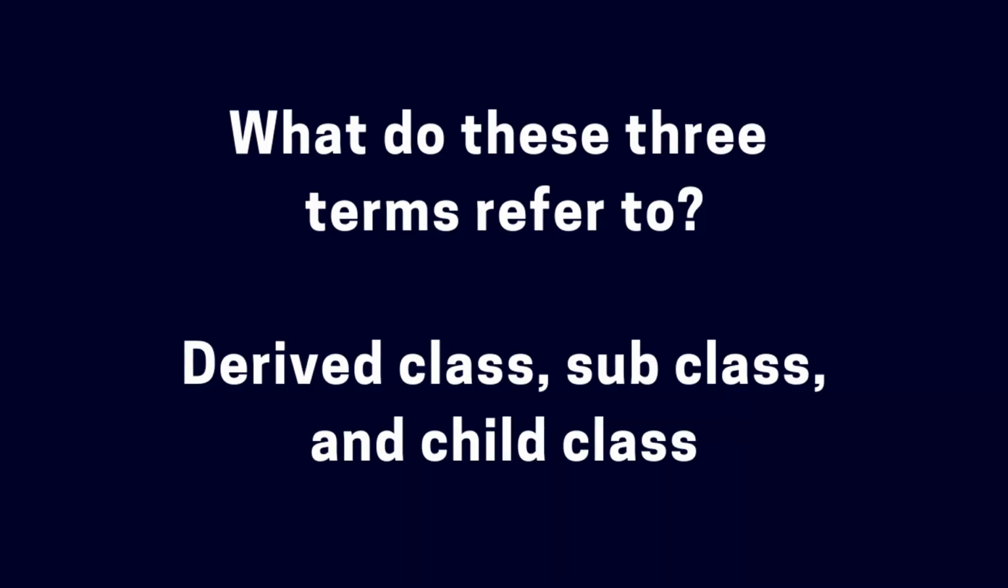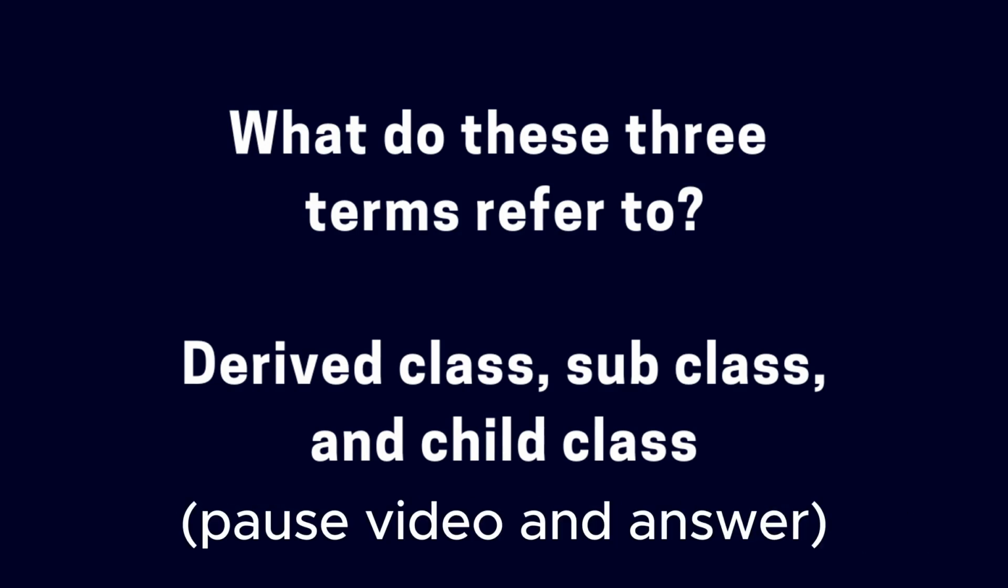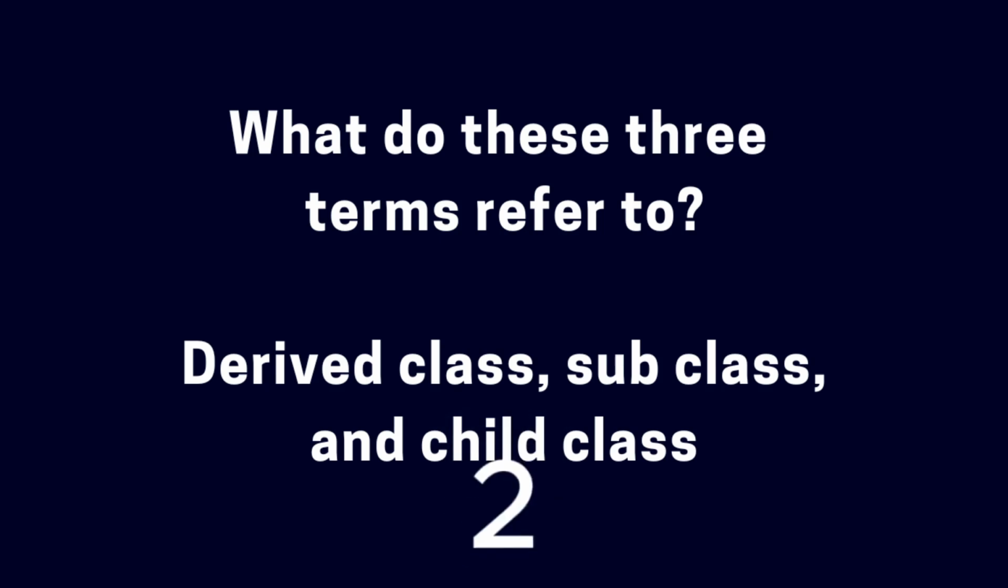What do these 3 terms refer to? Derived class, subclass, and child class. In JavaScript, the terms derived class, subclass, and child class all refer to the same concept, a class that inherits properties and methods from another class, with that other class being the parent class. These terms are often used interchangeably to describe the new class that extends the functionality of the original class.